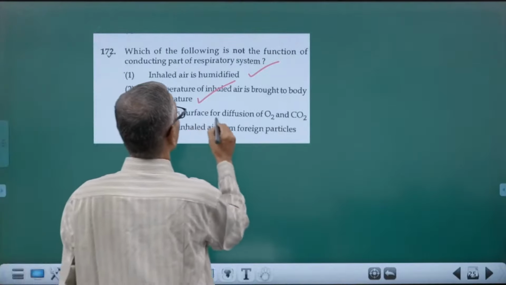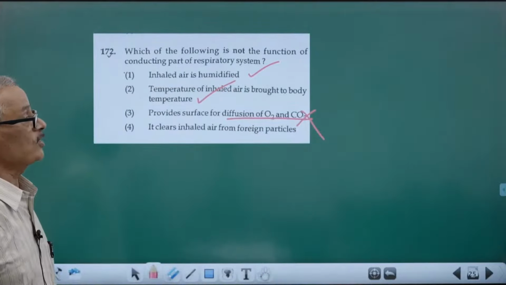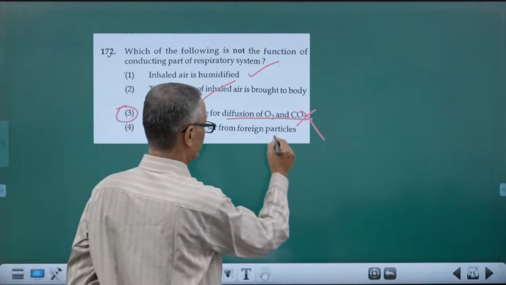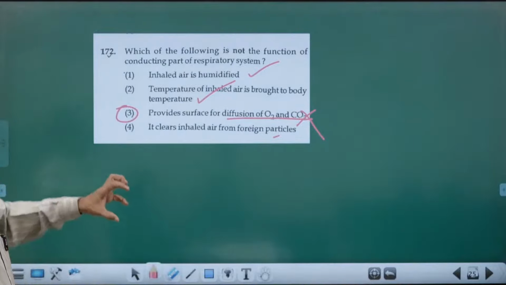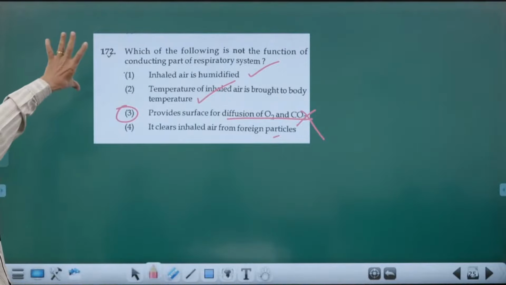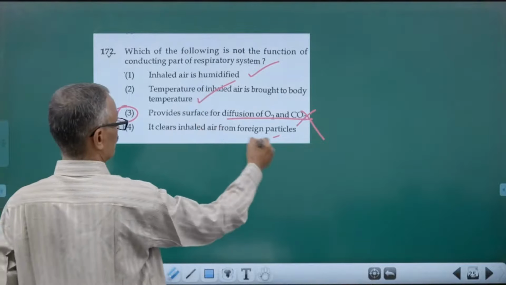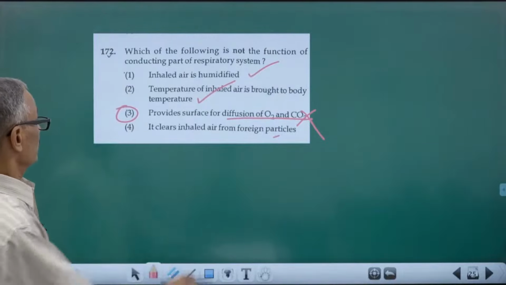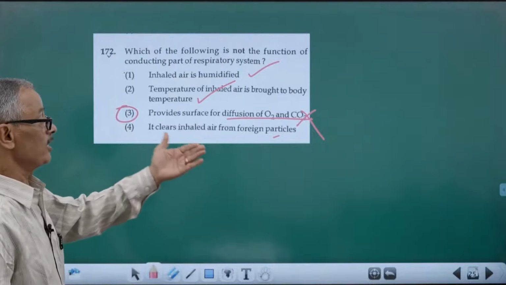It is providing surface for diffusion? No. Through them, no exchange of gases is possible. It cleans. Because of the mucus and hair-like cilia, the dust particles and other foreign materials are cleared off. So, these are the three functions performed by the conducting system, whereas this function is performed by the exchange part.